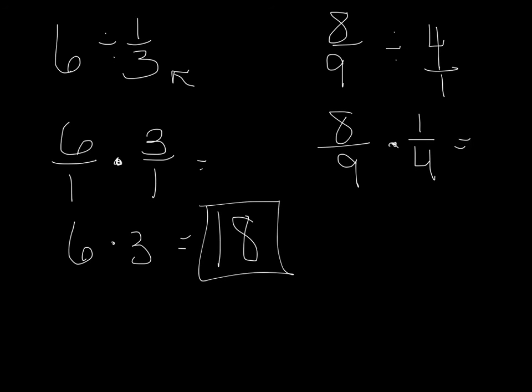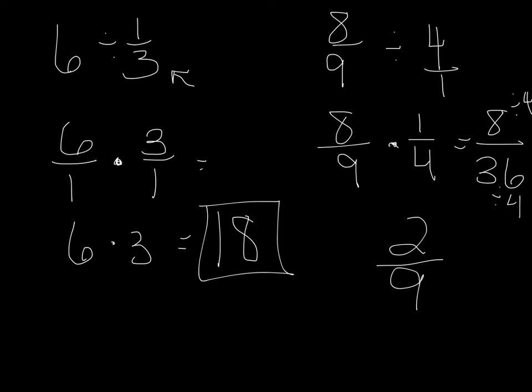And then I just multiply straight across. So I have 8, 9 times 4 is 36. And now I can also notice that 4 goes into 8 and 4 goes into 36, so I can divide both of them by 4. This would give me 2, and dividing this by 4 gives 9. So it would be 2/9 as the final answer for this one.